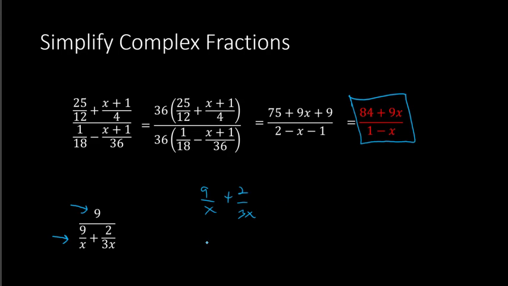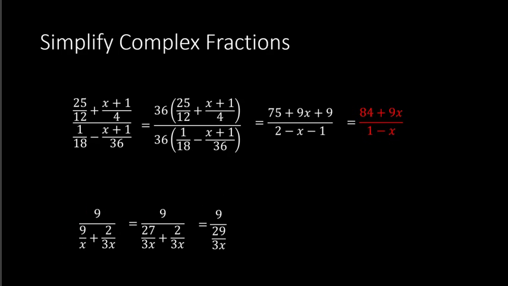All right, looking at that, we need a common denominator, which would be 3x. So the 9 over x, you take x times 3 to get 3x. So 9 times 3 would give you 27 on the top. And then plus 2 over 3x. And that can combine to give you 29 over 3x. So that was all the denominator. And we see that typed up right here. So what we have is 9 divided by 29 over 3x.